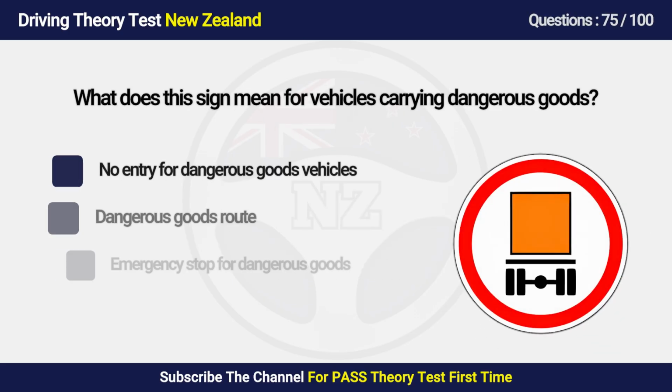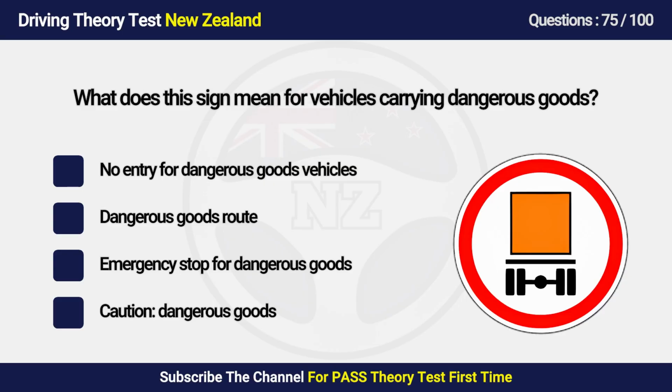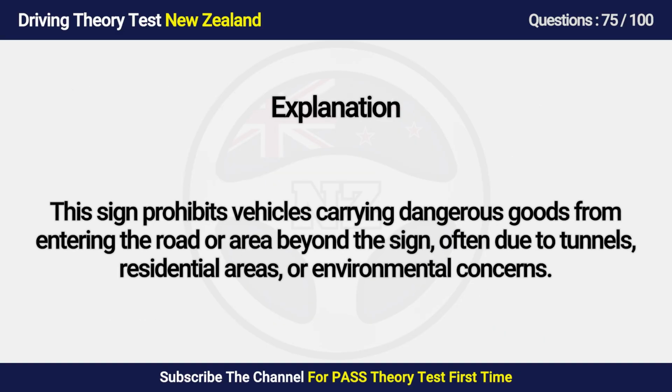Question 75. What does this sign mean for vehicles carrying dangerous goods? A. No entry for dangerous goods vehicles. B. Dangerous goods route. C. Emergency stop for dangerous goods. D. Caution, dangerous goods. Answer is A. No entry for dangerous goods vehicles. This sign prohibits vehicles carrying dangerous goods from entering the road or area beyond the sign, often due to tunnels, residential areas, or environmental concerns.